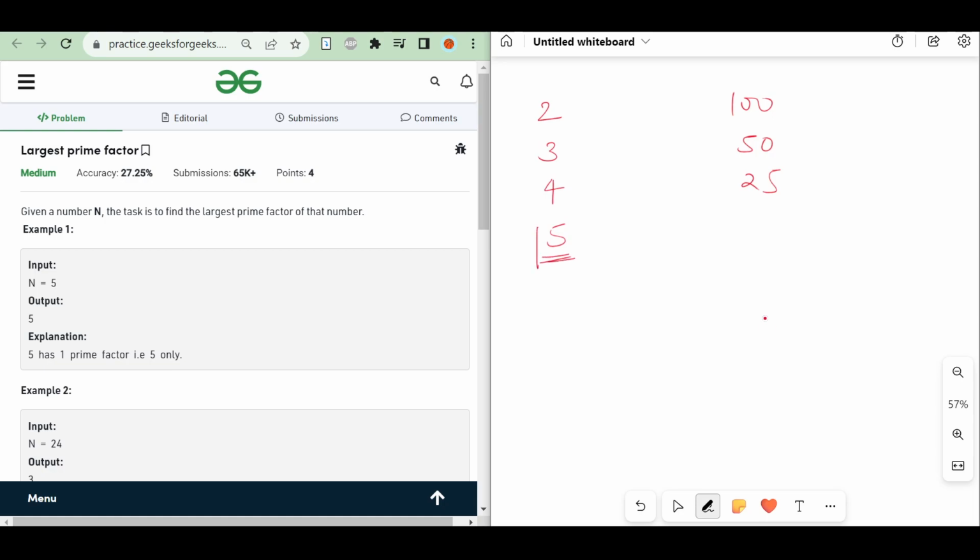So you see, definitely it is going to be divisible by the next prime number. So it divides it, yes, 5 times. Now 5, is it divisible by 5? Yes, it is, one time. So we got one. We'll stop here, and the last number which divides it will be our answer. So for 100, 5 is the largest prime factor of 100. In this way we'll code it.